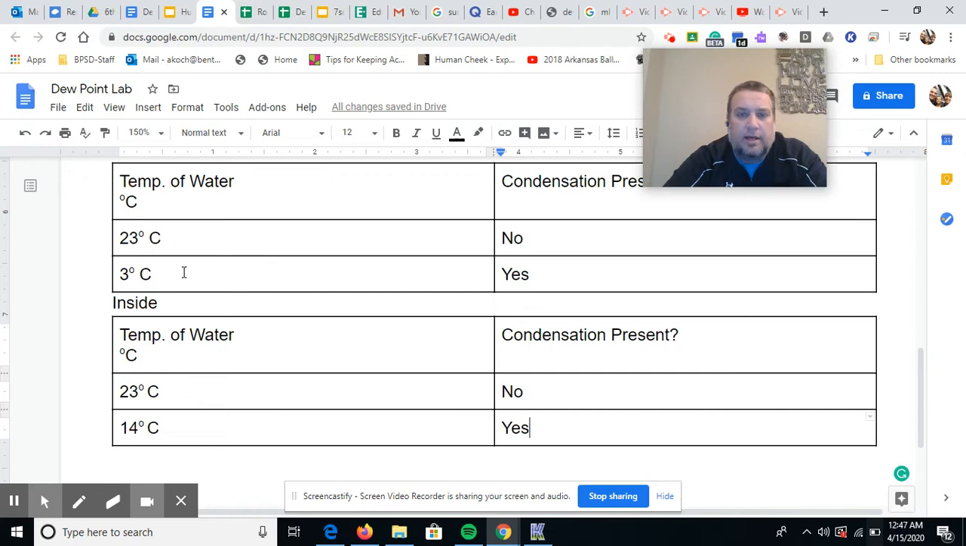Tomorrow we're going to look at this data and talk a little bit more about dew point and what it means to predicting weather. We'll also connect that back to what Mr. Gladwell talked to you guys about on Monday and Tuesday. So see you tomorrow as we dive more into this data and try to figure out what is actually happening in this experiment. See you tomorrow.